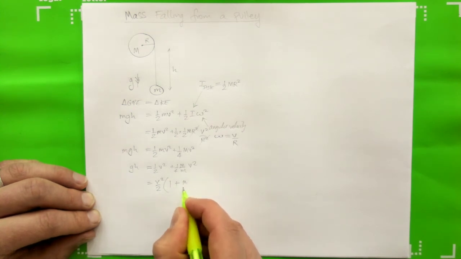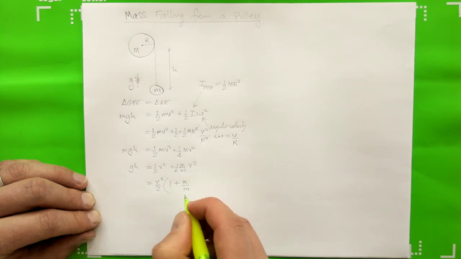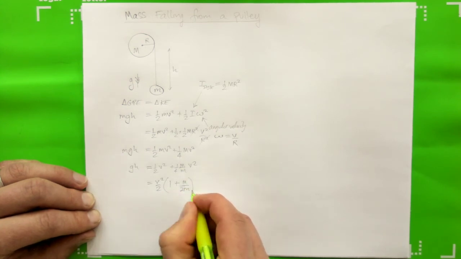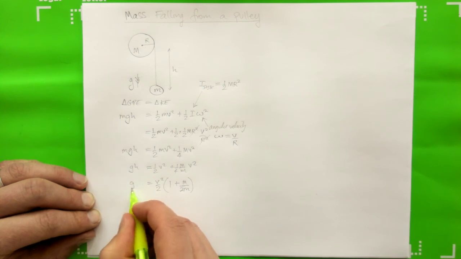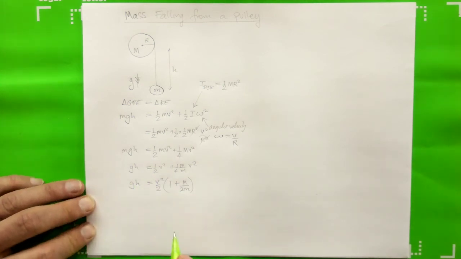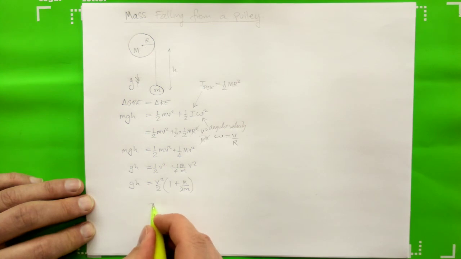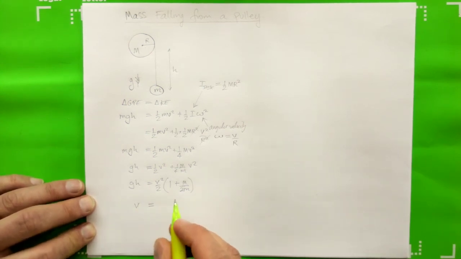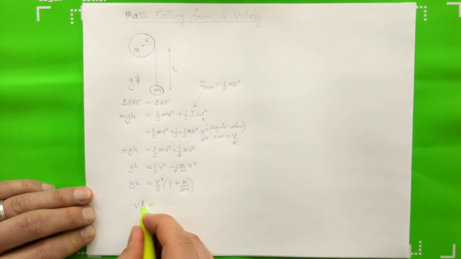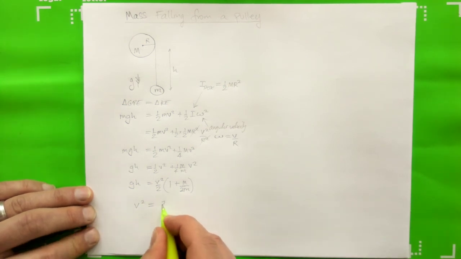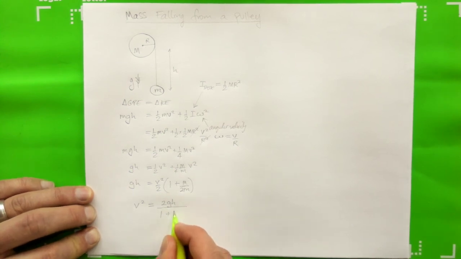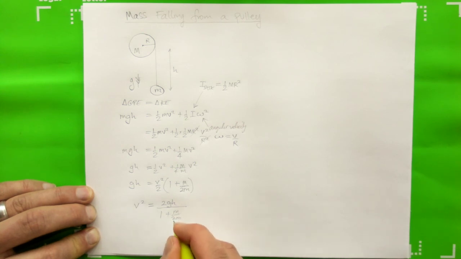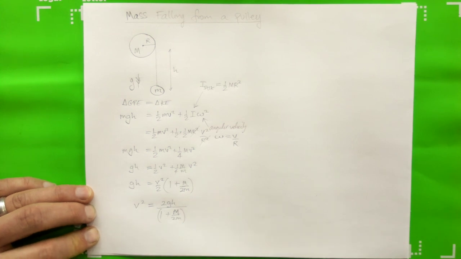M over 2m, times 1/2 v squared, equals gh. And now all that remains to be done is to rearrange this formula to give v or v squared. So let's see, v squared now is going to be equal to 2gh over 1 plus M over 2m. That's a big M. And there we are done.